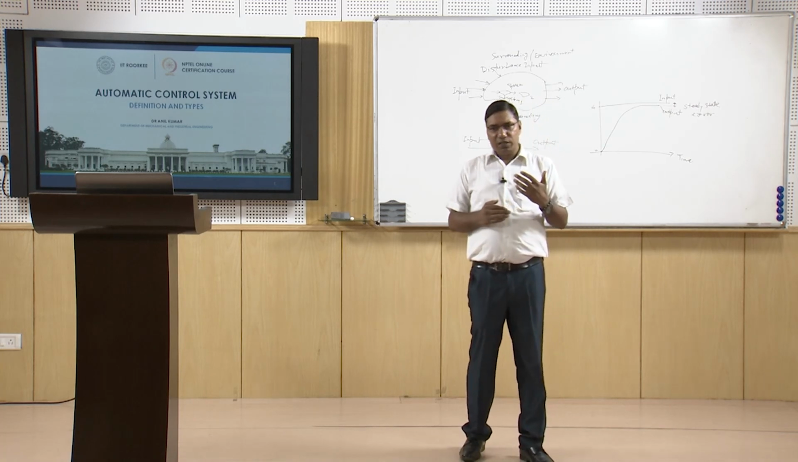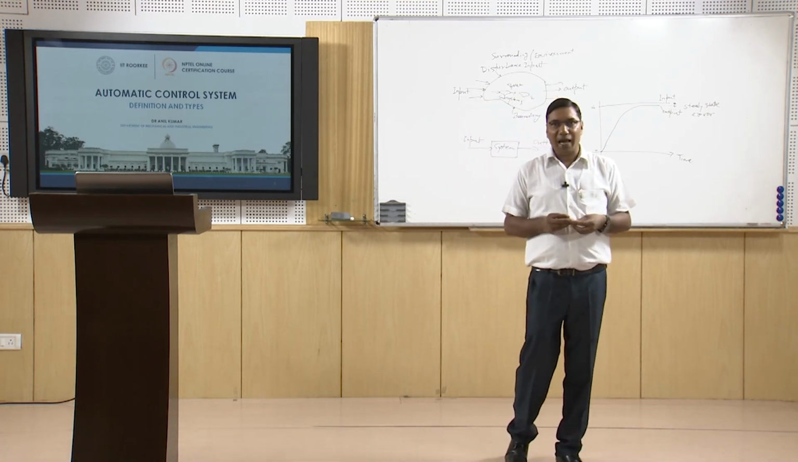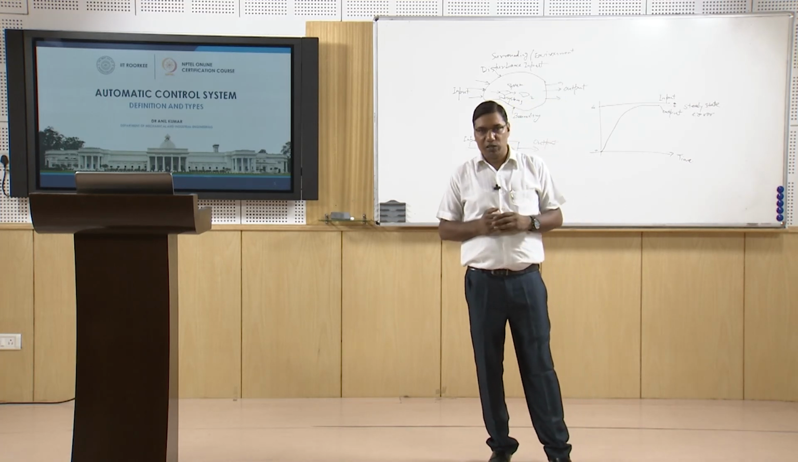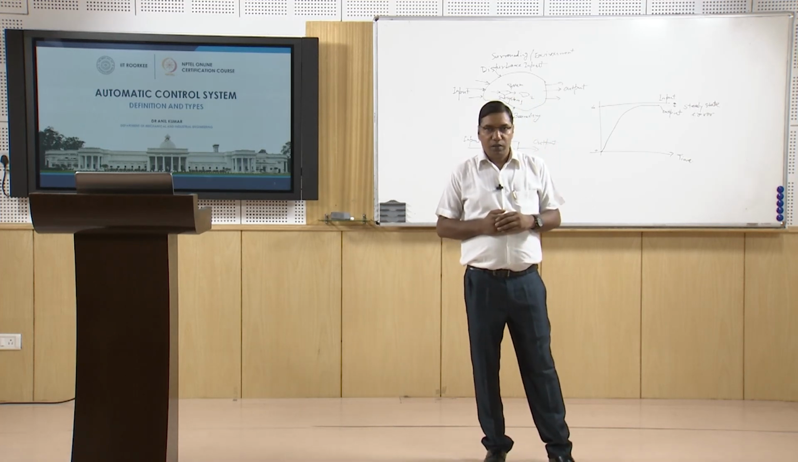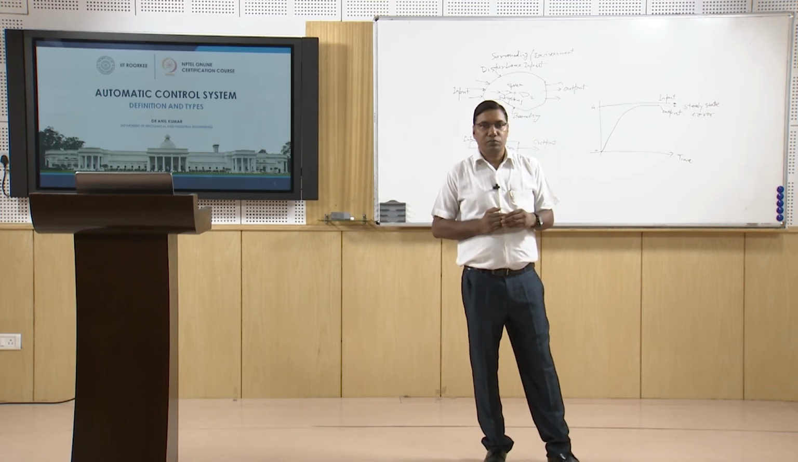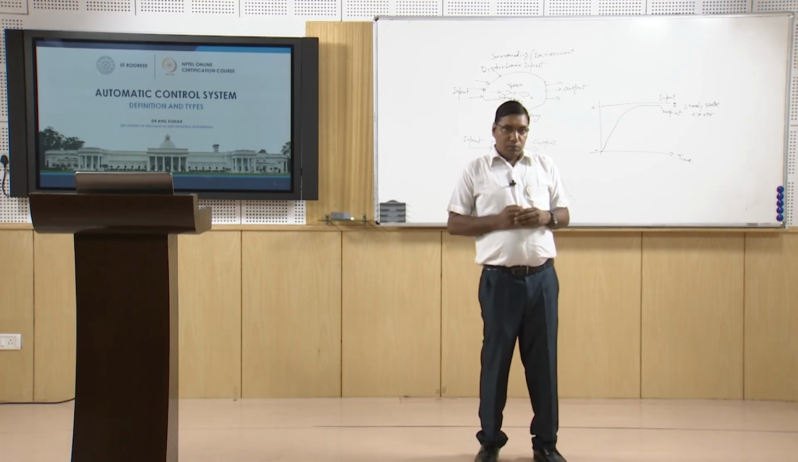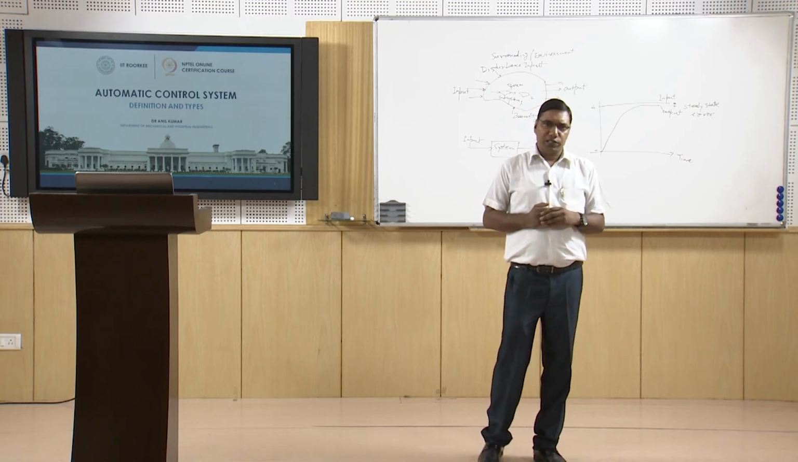And therefore an automatic control system should have this feature, that it should be based on the feedback control system or closed loop control system. An automatic control system cannot be based on an open loop system. The examples are an air conditioner or a microwave oven. There can be other numerous examples.